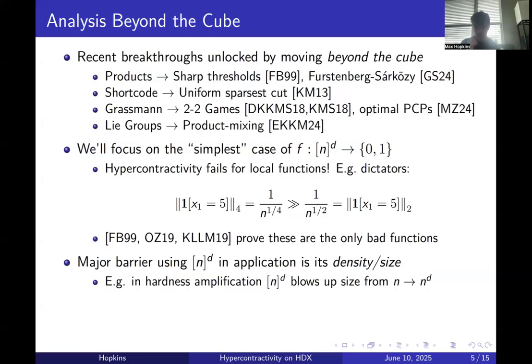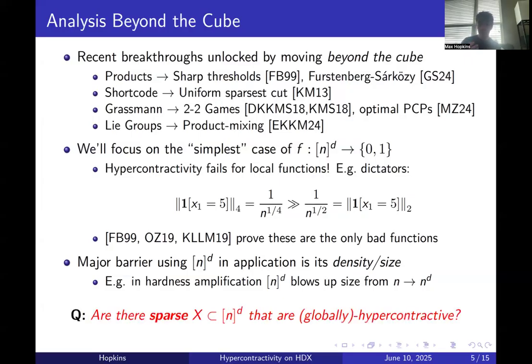And this raises, I think, a natural question. What is the main focus of this talk? Can we find sparse domains, in particular just in the restricted setting, sparse subsets of n to the d that are hypercontractive, or more accurately, that are globally hypercontractive?